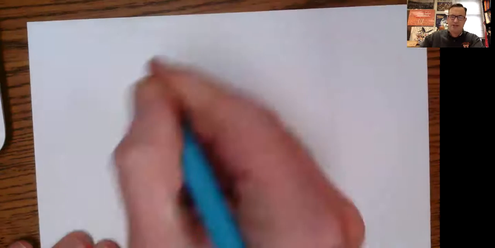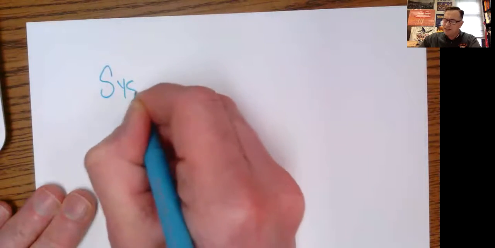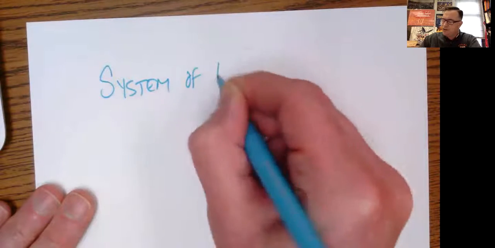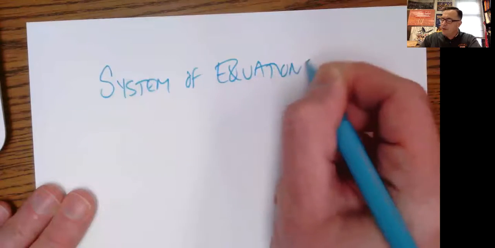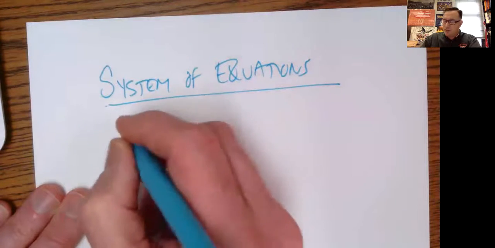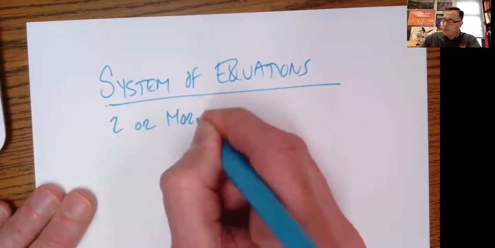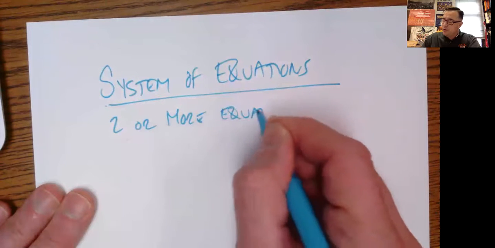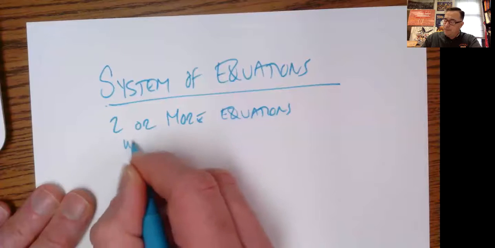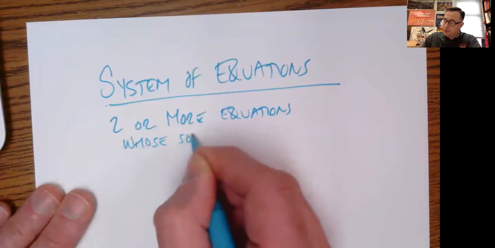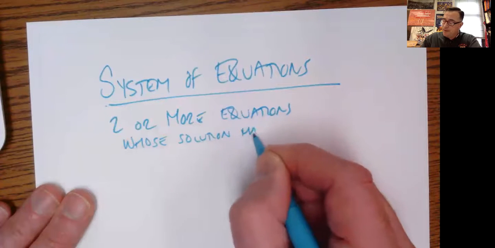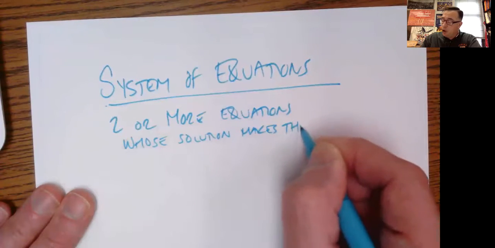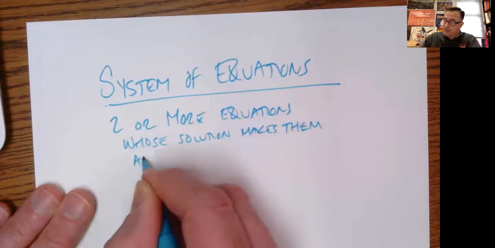What we're going to be dealing with is going to be a system of equations. So let me write this down right now. And this is something where I don't generally write all the words out, but it is a pretty good thing to have written down someplace. So if I'm talking about a system of equations, what I'm talking about for something like this is 2 or more equations whose solution makes them all true at the same time.